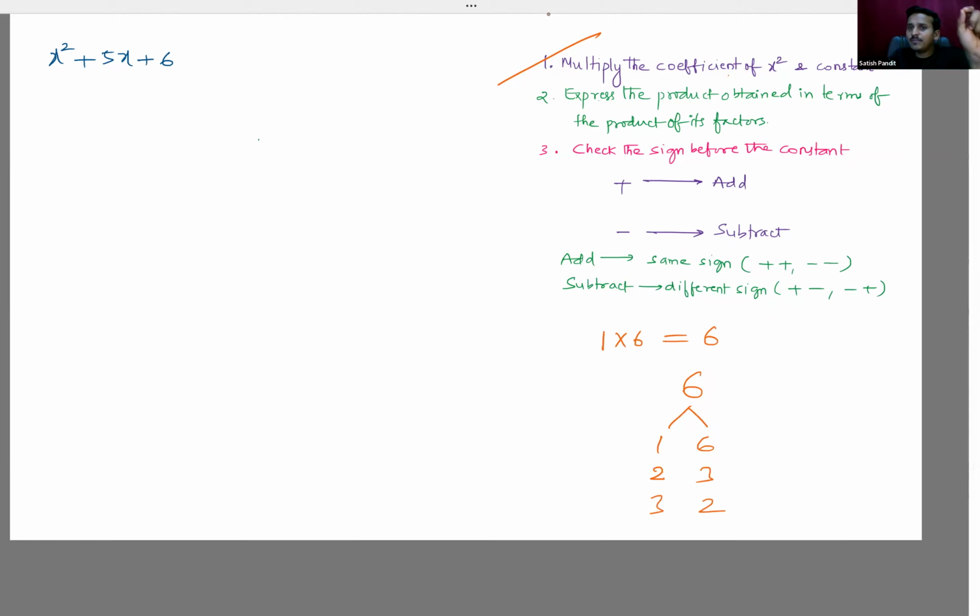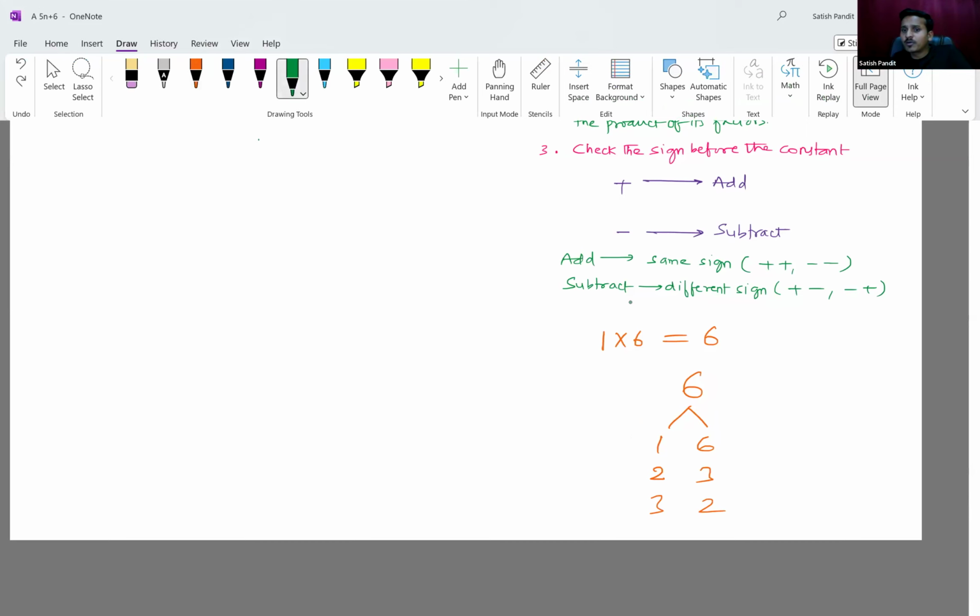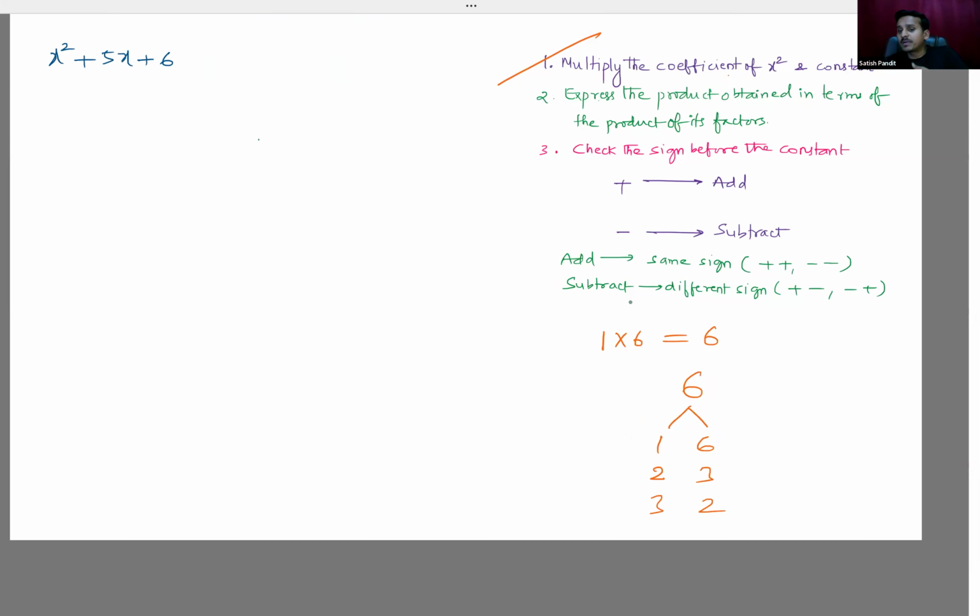The first step is to multiply the coefficient of x square and the constant. The second step is to express the product obtained in terms of the product of factors, right? When we are expressing the number as a product of factors, whenever we get a repetition, what happens? 2 into 3, 3 into 2, they're the same thing, right? A into B is the same as B into A. So whenever we get a repetition, we'll stop. We'll not take any pair after this.